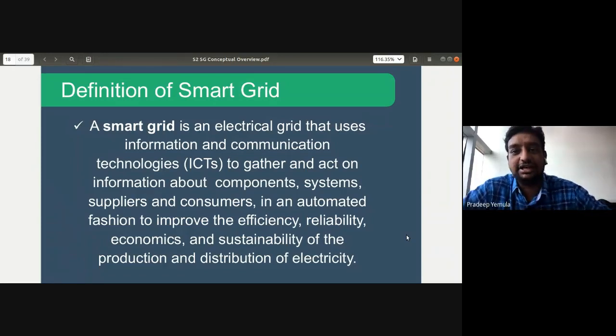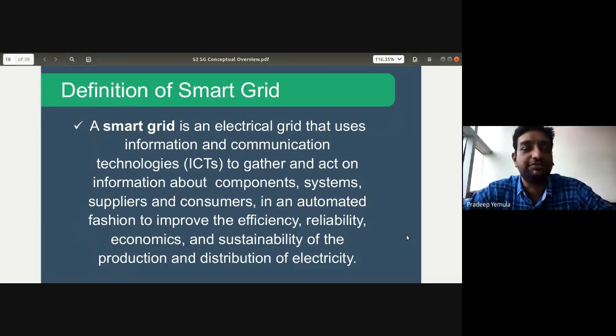A smart grid is an electrical grid that uses information communication technologies to gather and act on information about component systems, suppliers, and consumers in an automated fashion to improve the efficiency, reliability, economics, and sustainability of the production and distribution of electricity. So this is basically a definition taken from Wikipedia.